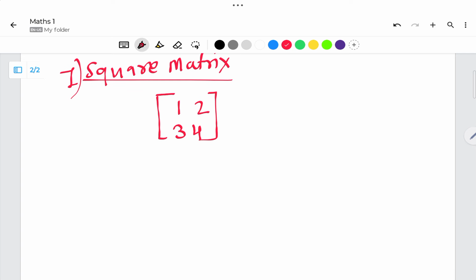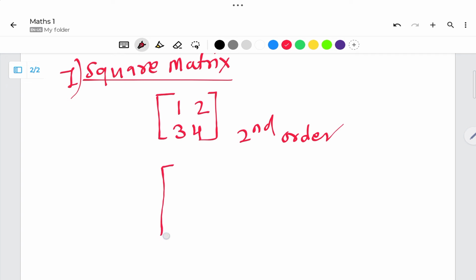Next, why is it called square? Because it is a square shape. So 1, 2, 3, 4 are in a square shape. So this is a second order matrix. Why is it called second order? Because here rows and columns are the same number: two rows and two columns. That's why it is called second order.